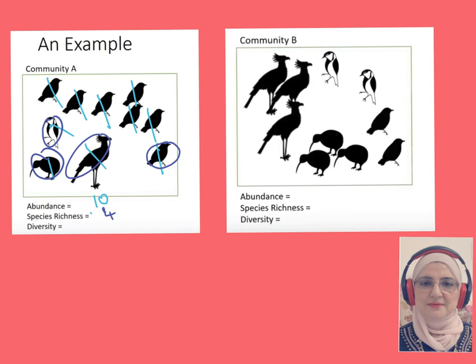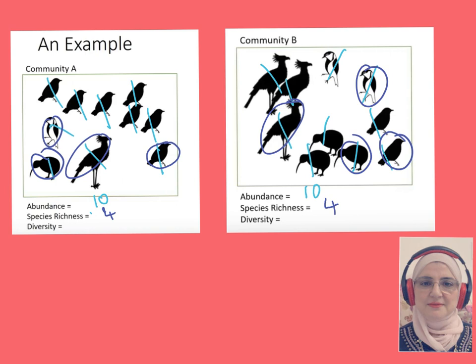4 species richness. While in Community B, looking for the abundance, 1, 2, 3, 4, 5, 6, 7, 8, 9, 10. So we have 10 organisms here. Species richness, the number of species, 1, 2, 3, and 4. So both communities have the same number of abundance and the same value of species richness.